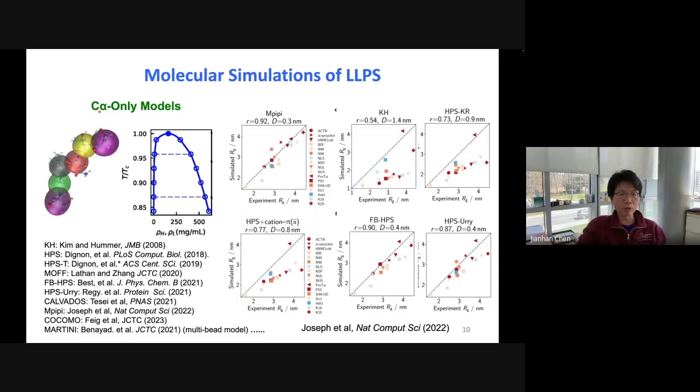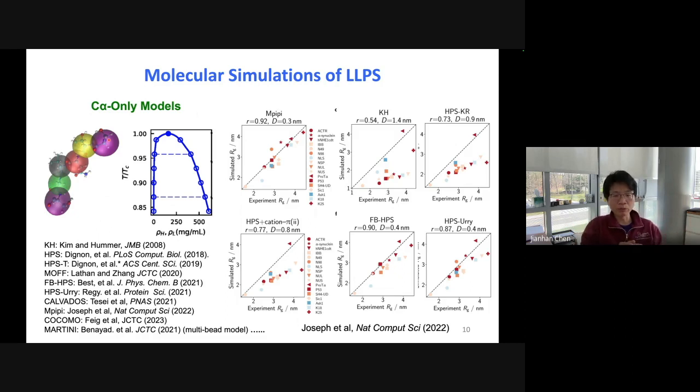And the most popular model is the so-called C-alpha only model. For those who hear about this model for the first time, you'll find it to be really strange. What the model does is that we represent every residue in our protein or peptide chain as a single bead, a single ball. Right, so we really reduce a lot of resolution, and then these beads, the C-alpha beads, will interact with one another through some effective potential.